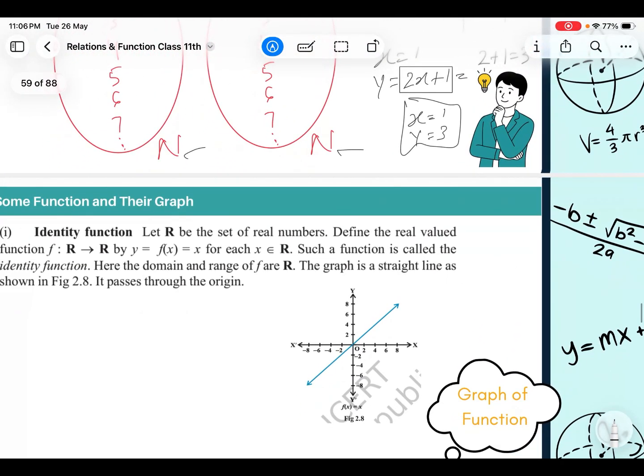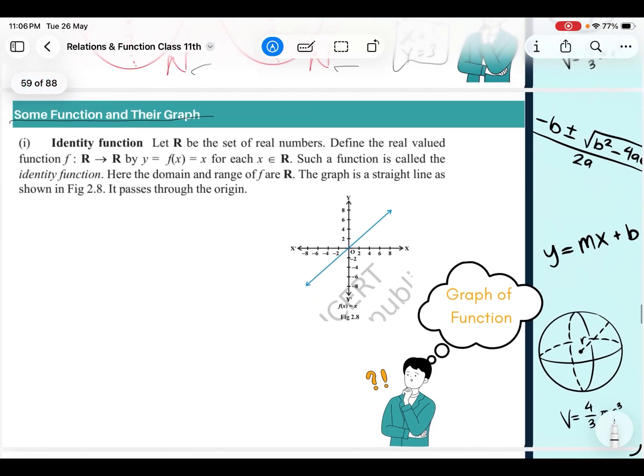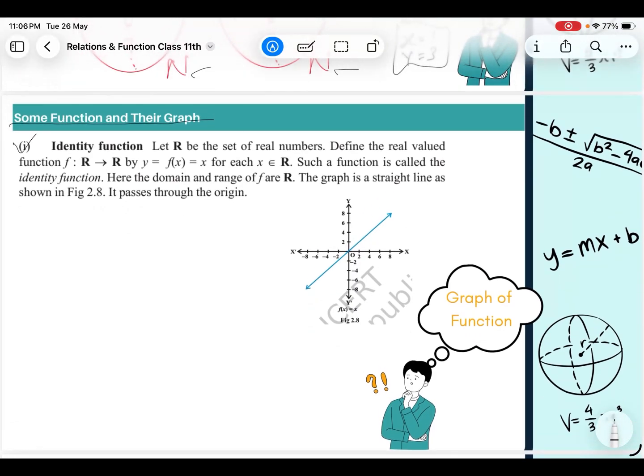Now we have reached the second topic, some functions and their graphs. First of all, we have the first graph, which is called the identity function. So what is the identity function? Let R be the set of all real numbers, meaning we have a set containing all real numbers, maybe 1 or 2 or 0.5 or 2 by 3, anything. So there will be some numbers.